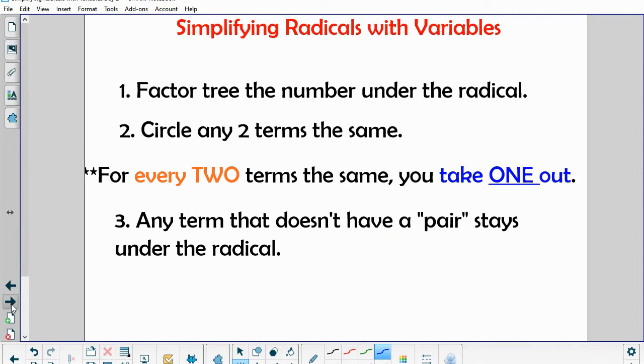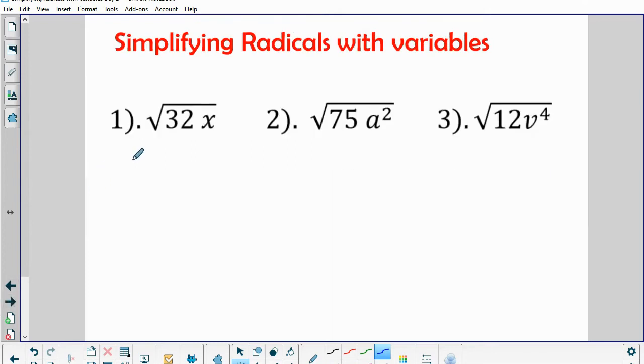Okay, so the step-by-step process is as follows. Factor tree the numbers under the radicand, or under the radical. Circle any 2 terms that are the same. For every 2 terms that are the same, you take one out. Any term that doesn't have a pair, or doesn't get circled in a pair, stays under the radical. All right, let's try a couple more.